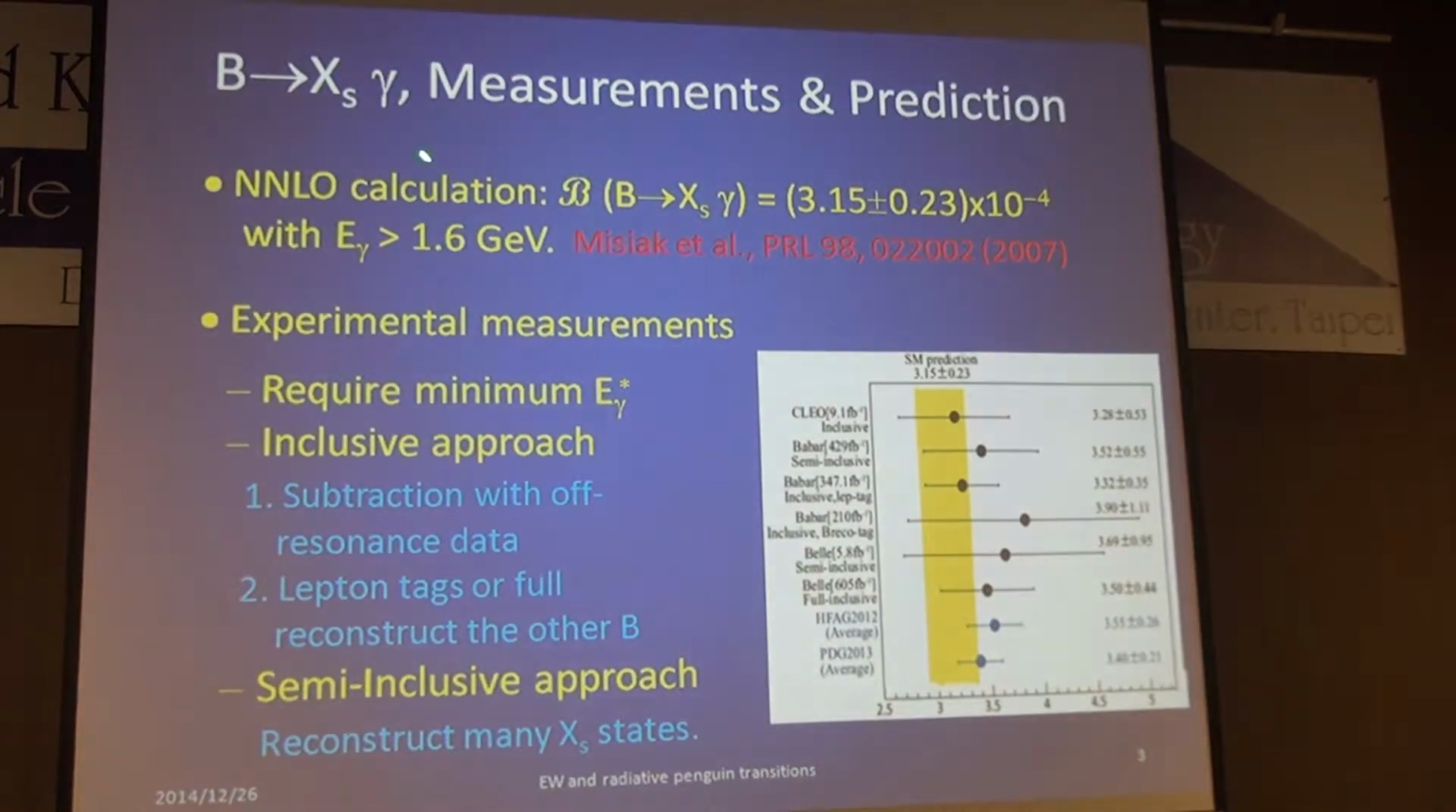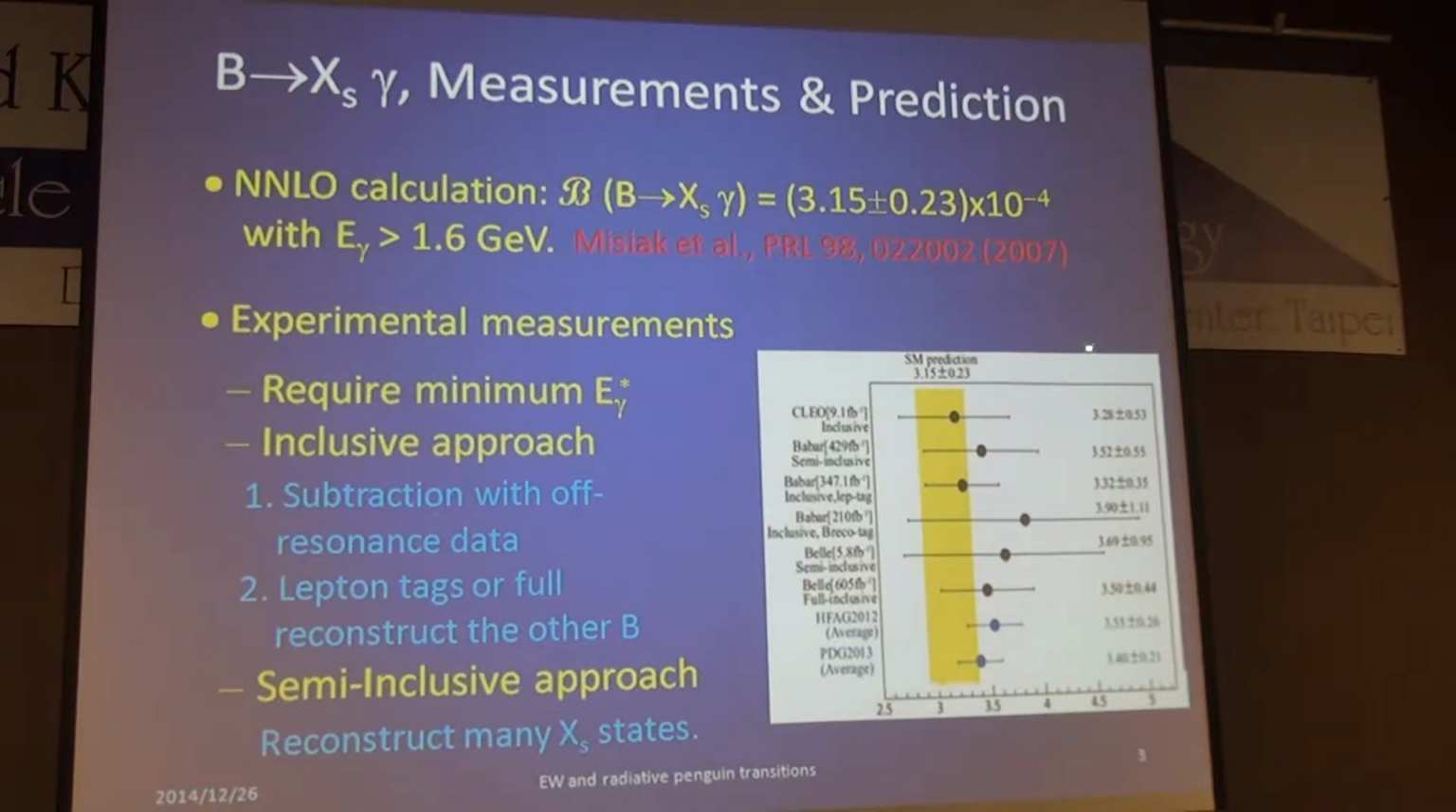Okay, here is the current status of the B to Xs gamma measurement. In this branching fraction calculation, the theorists are able to perform this next-to-next-to-leading log calculation with the minimum photon energy of 1.6 GeV in the B rest frame. And these are the errors they calculate. This is actually a lot of heroic work by a group of theorists to perform this calculation to such a very accurate level.